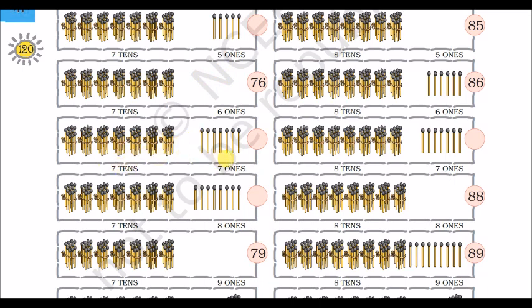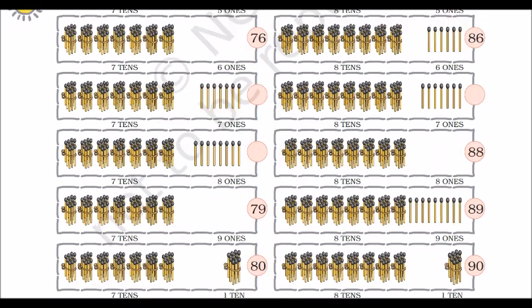7 tens and 7 ones. 71, 72, 73, 74, 75, 76 and 77. 7 and 7, 77. 7 tens and 8 ones. 7 and 8, 78. 7 tens and 9 ones. 7 and 9, 79. 7 tens and 1 ten, 70 plus 10, 80. 8 and 0.